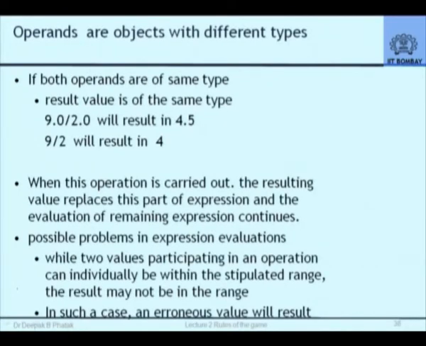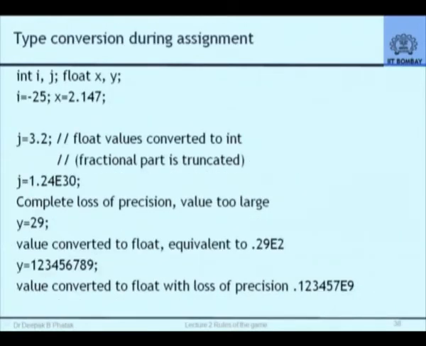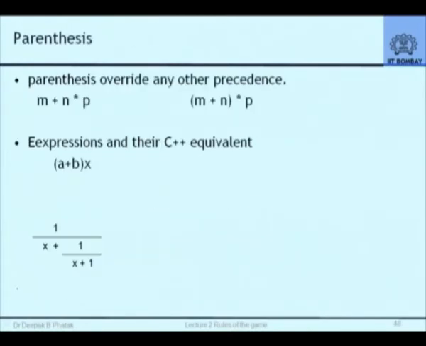Operands and objects, if they are of different types, what happens? What happens if you add one integer value to a floating point value? How exactly does C++ handle it? All those rules are there. The notion of type conversion, the notion of parenthesis, all of you are familiar with it. So parenthesis will override any priority that you might have to any operation.